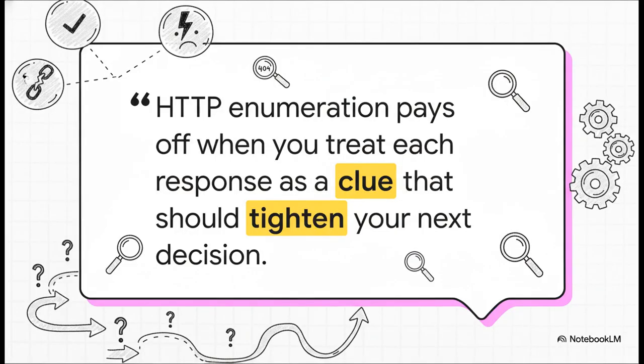And this right here, this is the absolute core of it all. Every single response you get from that server is a clue. A 200 OK, a 404 not found, even a 500 error. They're all telling you something. A 404 says, nope, not here. But a 500 might be whispering, ooh, you're close, but you broke something. Each one of those clues should make your very next move smarter and more targeted than the last.